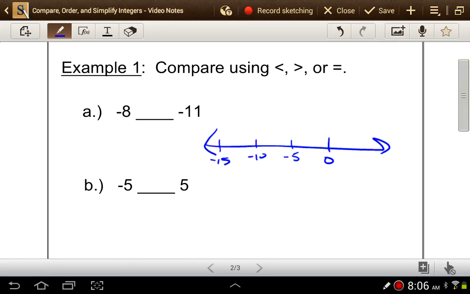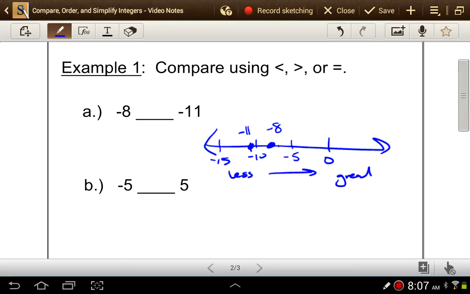Negative 8 would be, well, negative 1, 2, 3, 4, 5, negative 6, negative 7, negative 8. So negative 8 is going to be about right there. Okay, negative 11 would go all the way to negative 10, and then negative 11. Remember the negatives, it's kind of the opposites. You've got to pay attention to that. Okay, numbers on the left are less. These are less to greater.